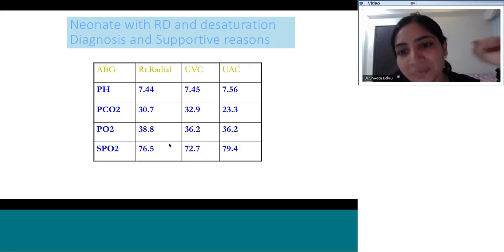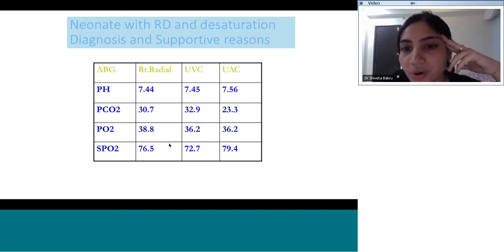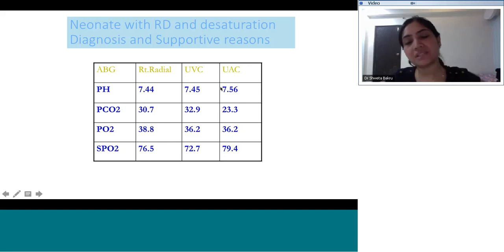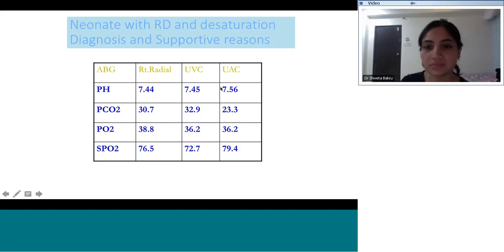Yes, TAPVC, very good. It is usually a TAPVC which will have equalization of all saturations. Now, where do you think this TAPVC is draining? Normally, do you expect umbilical venous saturation to be so high, 72%? Yeah, ductus venosus, very good.